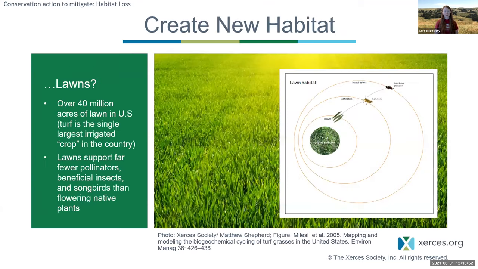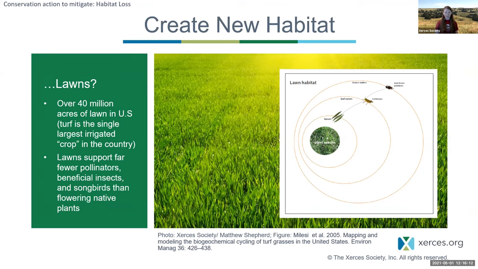And another thing that we want to talk about is lawns, right? These manicured lawns that often require a lot of water, a lot of maintenance, a lot of weed control. They're also not supporting very much diversity, whether that's in plants or insects or birds.